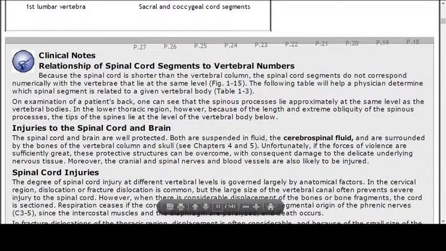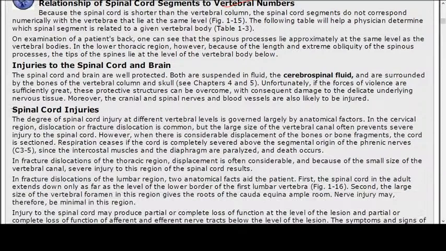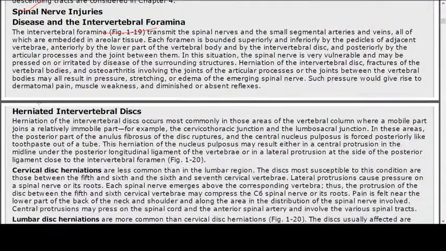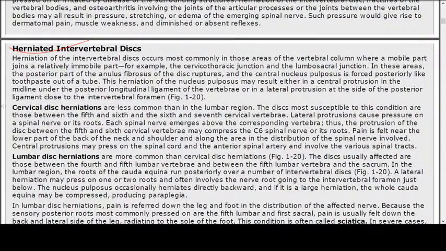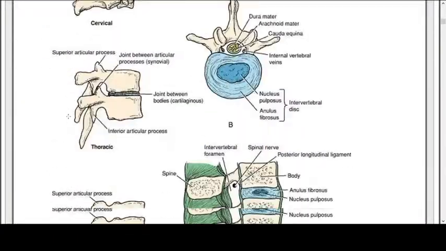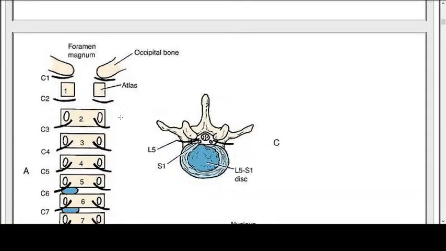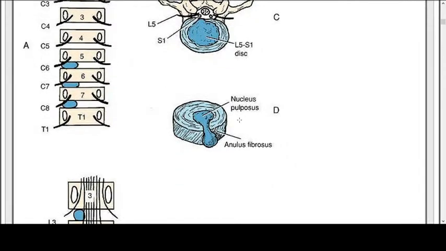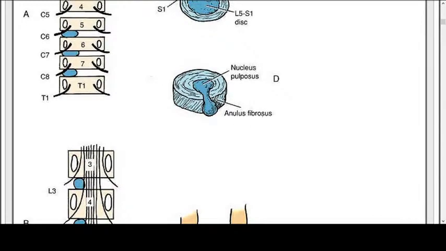Relationship of spinal cord segments to the vertebral nerves. Injuries to the spinal cord and the brain. Spinal cord injuries, spinal nerve injuries. This is a herniated intervertebral disc. Cervical disc herniation, lumbar disc herniation. Okay. This one must be a pathology of the spinal cord, I guess. Annulus fibrosus, nucleus pulposus. I don't know what nucleus pulposus is. Okay, so there's something like this.